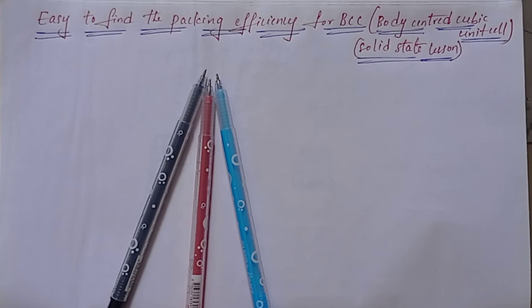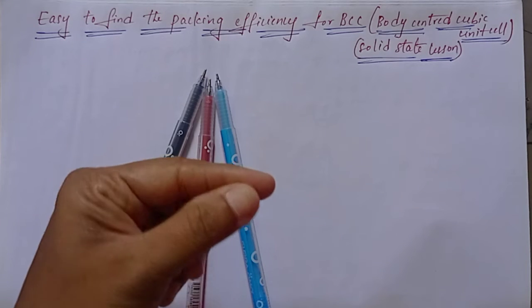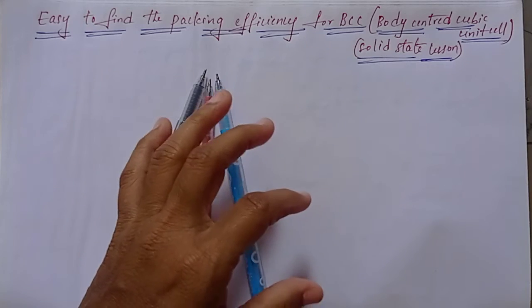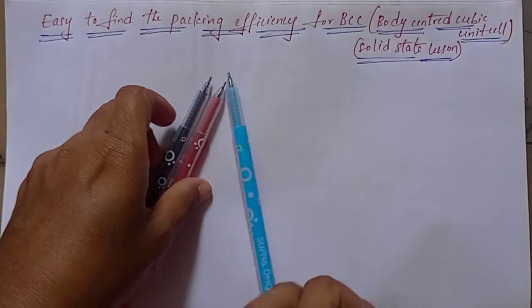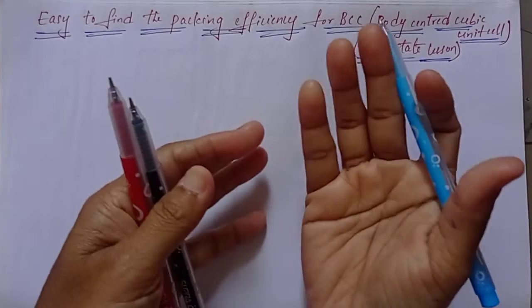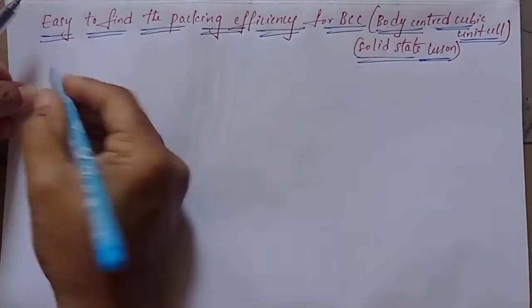Today I am going to discuss the packing efficiency for BCC, students. In the last class I discussed packing efficiency for the simple cubic unit cell. Clear, students? Now in today's section I am going to discuss the packing efficiency for BCC. So first of all, what is BCC, students?